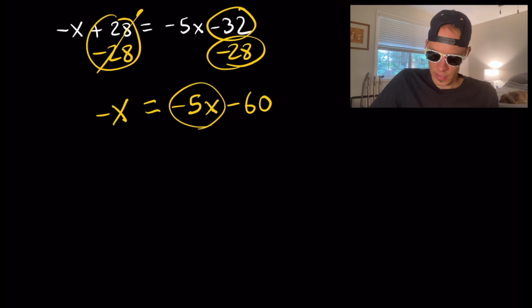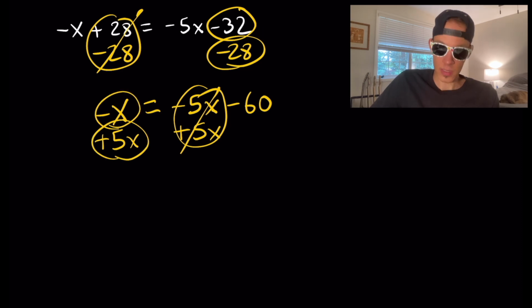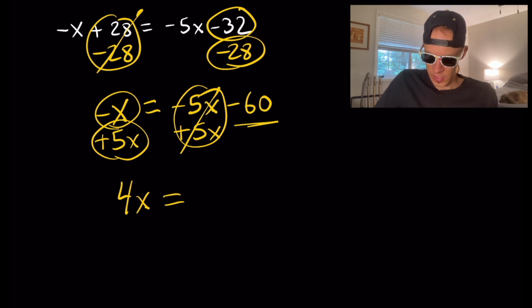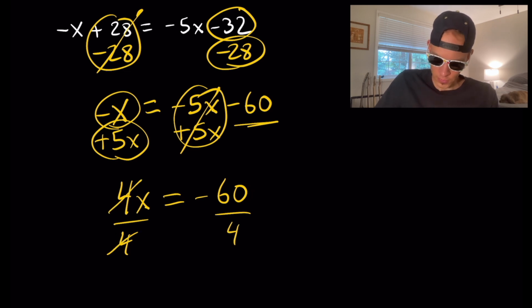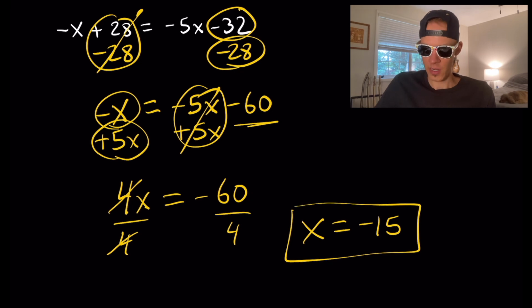To move this negative 5x over to the right side, we're going to add 5x to both sides. So these will cancel. Negative x and plus 5x are going to give me 4x. We'll set that equal to negative 60. And then divide both sides by 4. Those 4's cancel. And we'll get x is equal to 60 over 4 is 15, but it's negative 60, so we'll have negative 15.